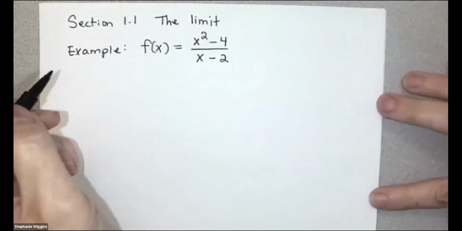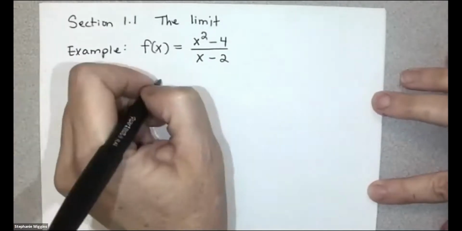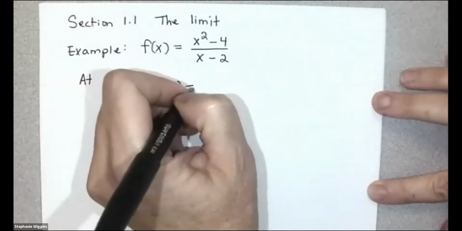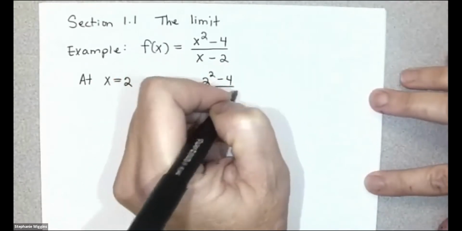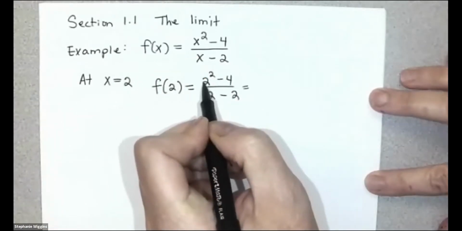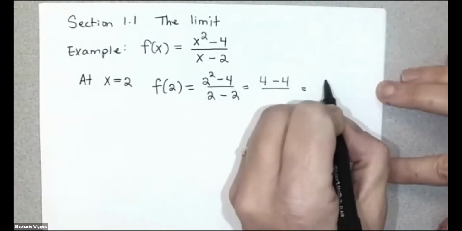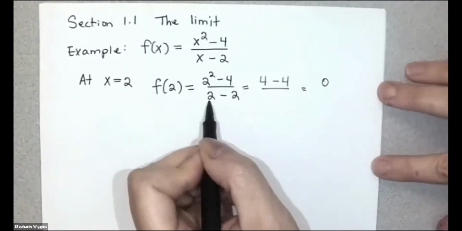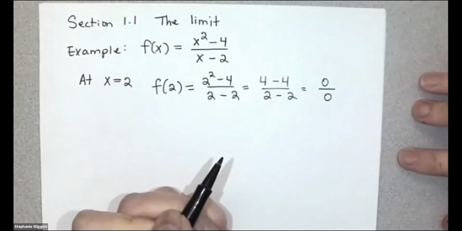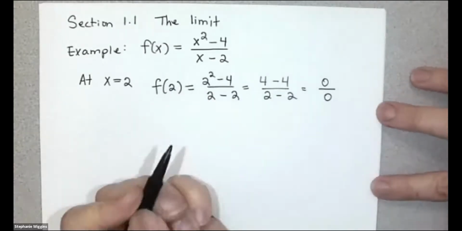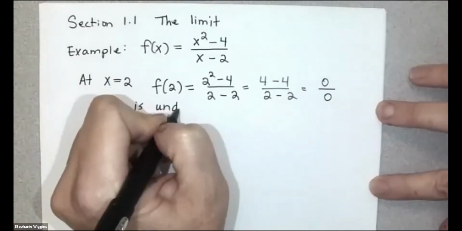First, you'll notice that if I evaluate it at x equals 2, my function value when I plug in 2 is undefined. And that's because I get 2 squared is 4, minus 4. 0 in the numerator is okay, but notice we have 2 minus 2, and that gives me 0 in the denominator. We cannot divide by 0. So in this case, f of 2 is undefined.